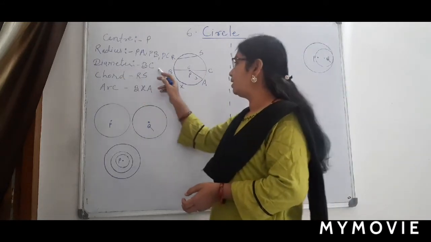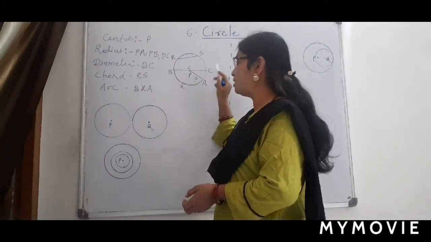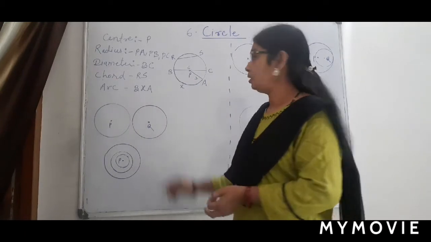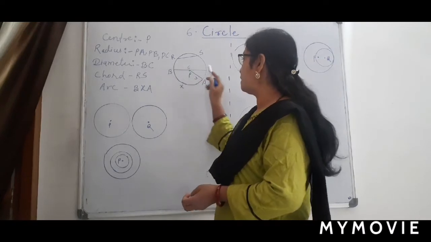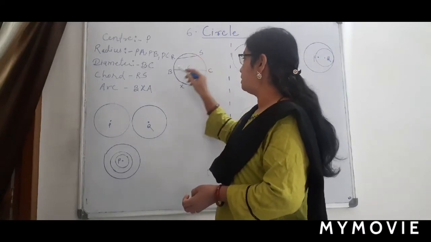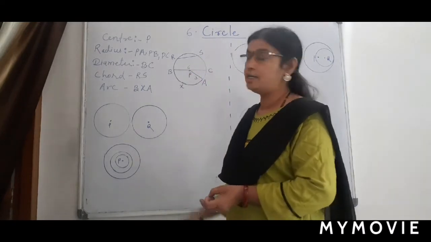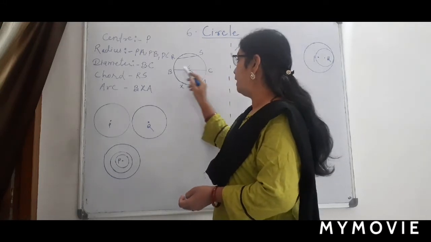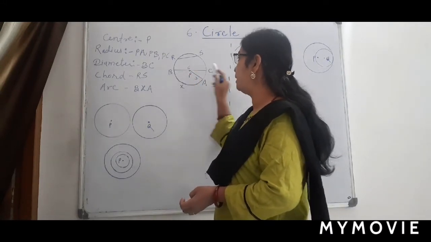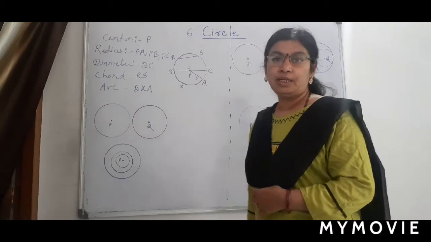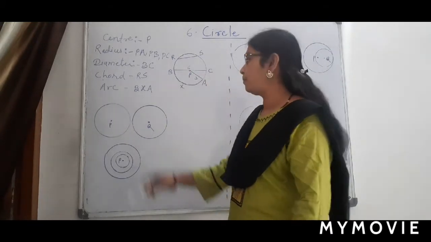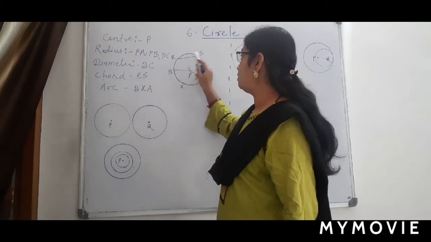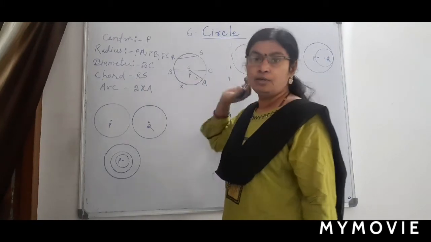Then what is meant by diameter? A segment which passes through the center of the circle and joins the circle in two distinct points is called a diameter. And what is the property of diameter? Diameter is always double the radius. If radius is 3, diameter is how much? 6 cm.